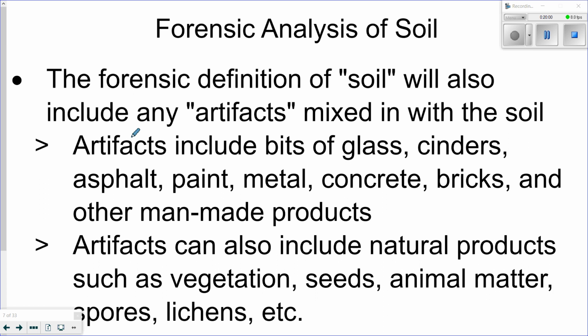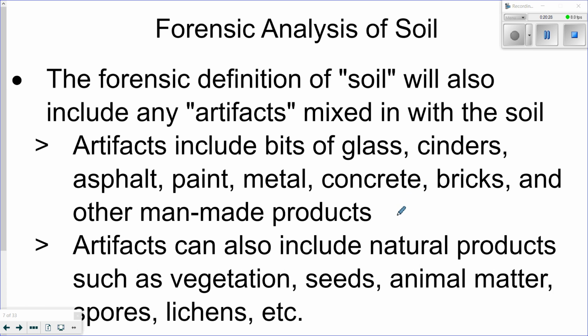So artifacts can include things like bits of glass, cinders or ash, pieces of asphalt, paint, metal, little pieces of concrete, bricks, and other man-made products. So anything that might have been dropped, mixed in with the soil, it might come from a roadway, things like that. Those are going to be considered artifacts that are in that soil sample.